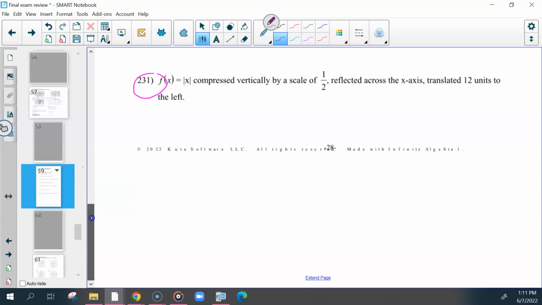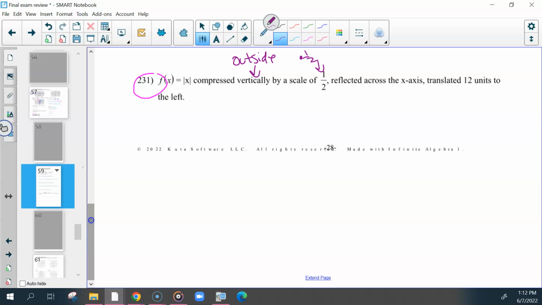And then we're going to do the last one. Now we have absolute value function. It is compressed vertically by a scale of 1/2. Vertically, this tells you this is outside. The scale tells you what you're multiplying by. So we're going to be multiplying by 1/2.